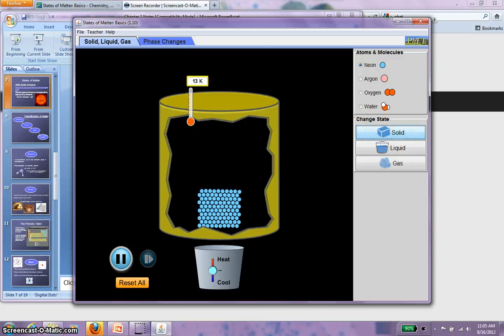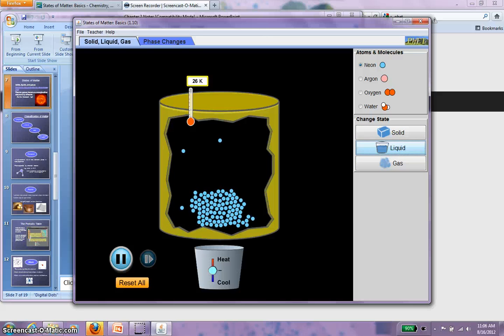If I click on solid, this is a chunk of the element neon, and on the elemental, molecular level, these are each individual atoms of neon. Notice that as solid neon, the particles, the atoms, are not perfectly still. If you were to look at a piece of solid neon, it would look like it was sitting still. But on the molecular and atomic level, you have all of these little atoms vibrating in their position.